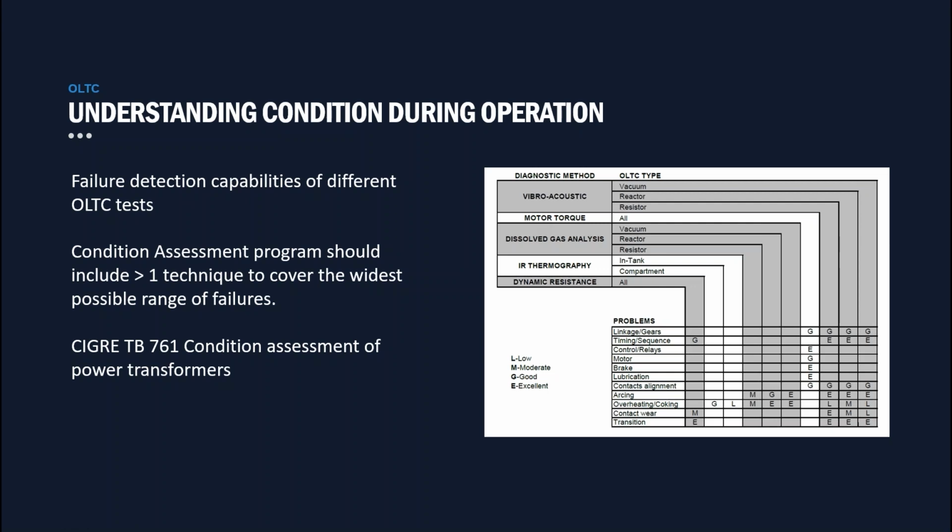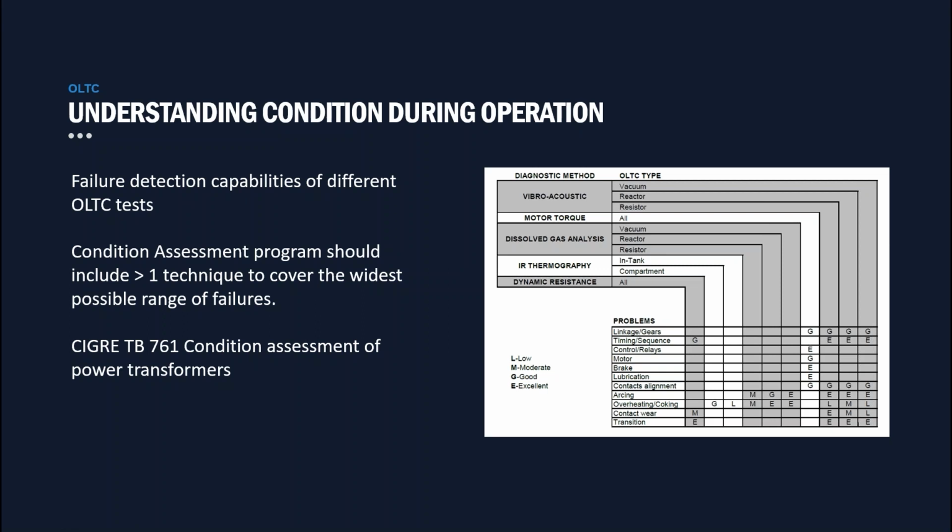As with transformers, the more information we have about condition, the more opportunities we have to intervene to avoid failures. The image on the right outlines different problems that can develop in on-load tap changers during operations, so they're listed here. And also the effectiveness of available condition monitoring techniques in detecting and managing these problems. This table on the right was taken from this technical brochure, Condition Assessment of Power Transformers from CIGRE.